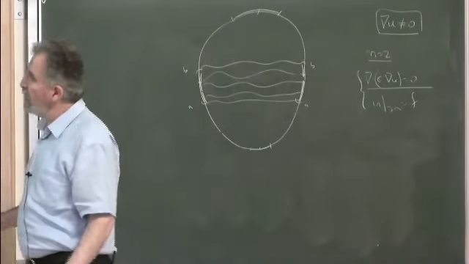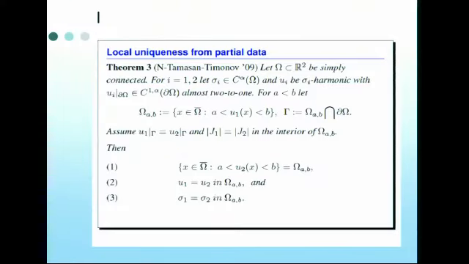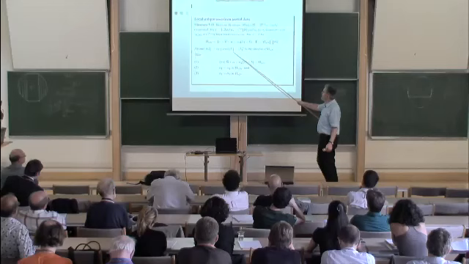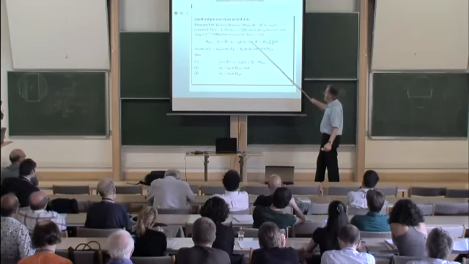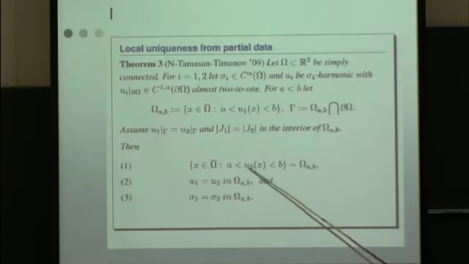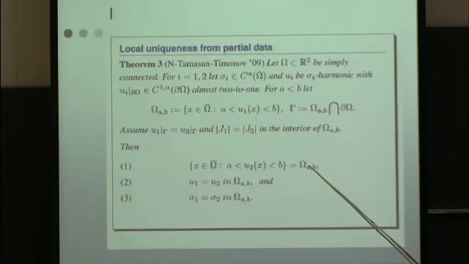But the statement is a little bit awkward. Let me give you the statement first, and then I'll tell you in practice what we do. Suppose you have two situations where the two magnitudes are the same in this band, the band for U1, and you assume magnitude of J2 matches magnitude of J1 in the set omega AB. Then the corresponding set for U2 is exactly the same. The two functions are the same, and so are the conductivities in that band.